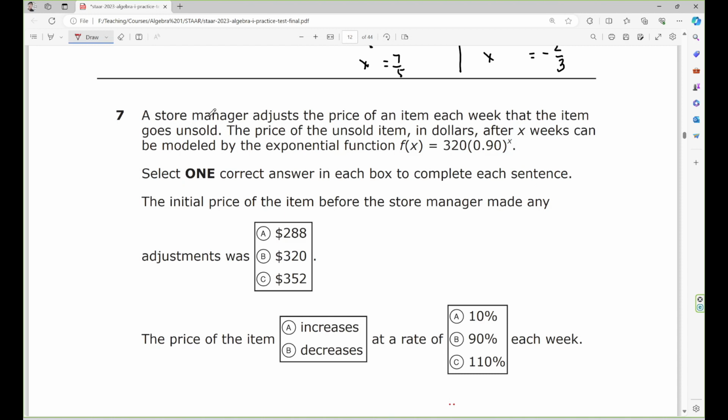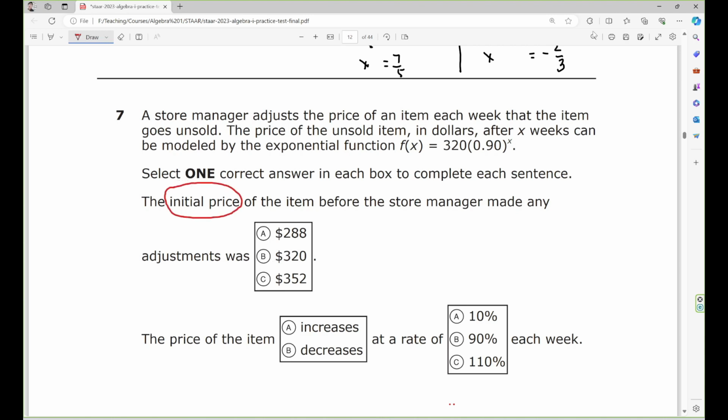Alright. A store manager adjusts the price of an item each week that the item goes unsold. The price of the unsold items in dollars after s weeks can be modeled by the exponential function f(s) equal 320 times 0.90 to the s. Select one correct answer in each box to complete each sentence. The initial price of the item before the store manager made any adjustment was, so look, initial price.